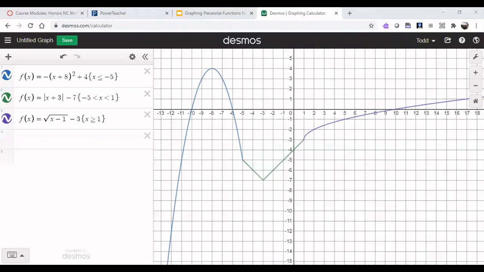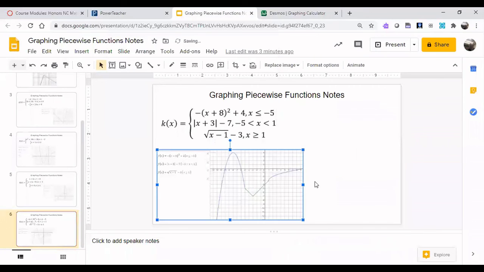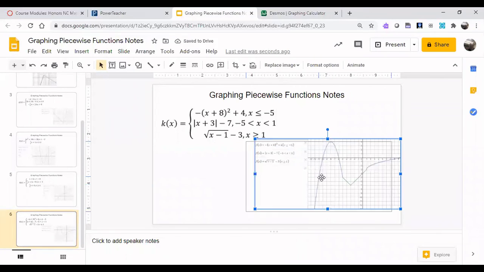And then the last, cut that one out. Paste it. Okay, so that's the last one.